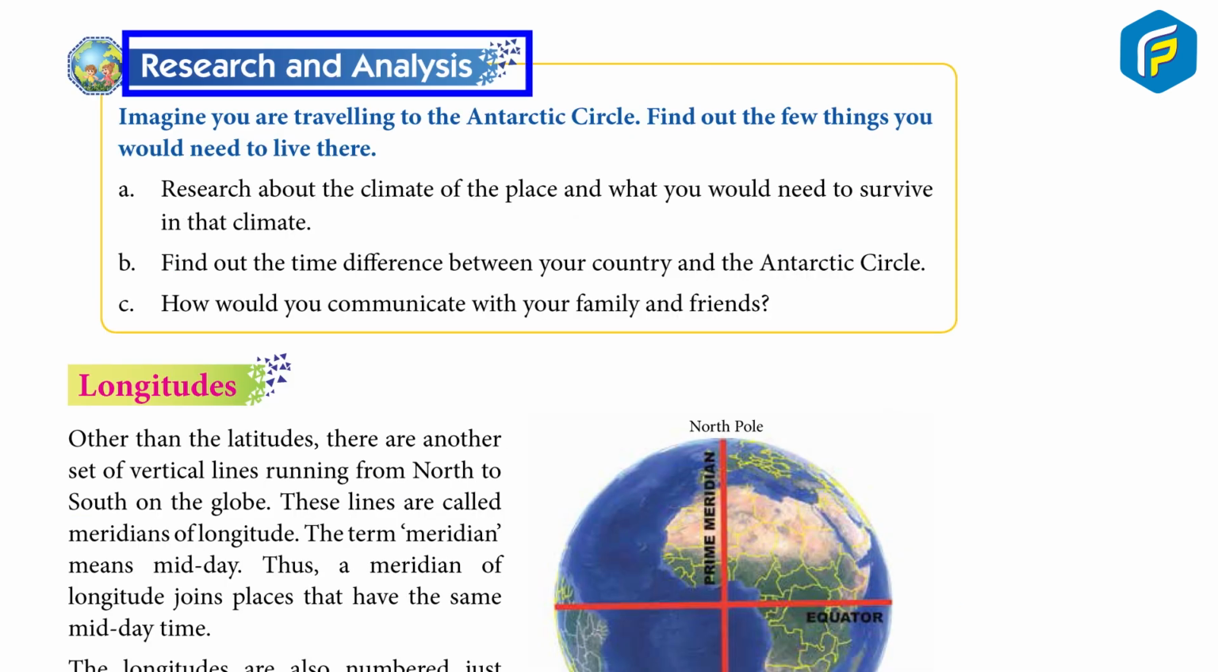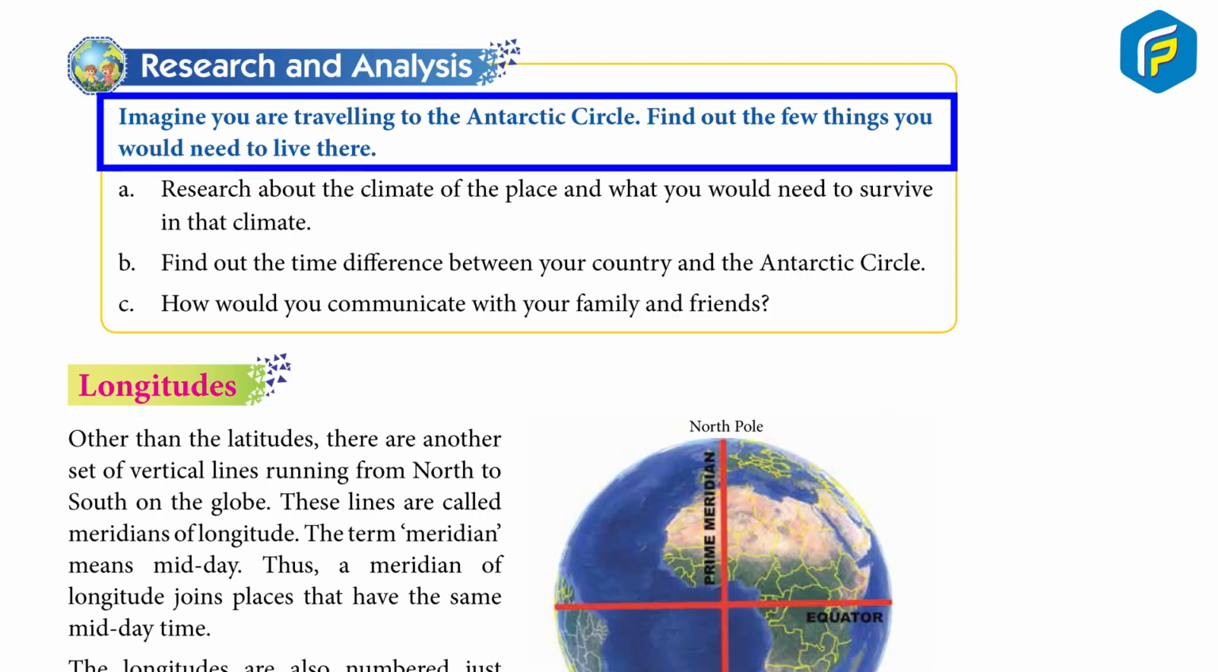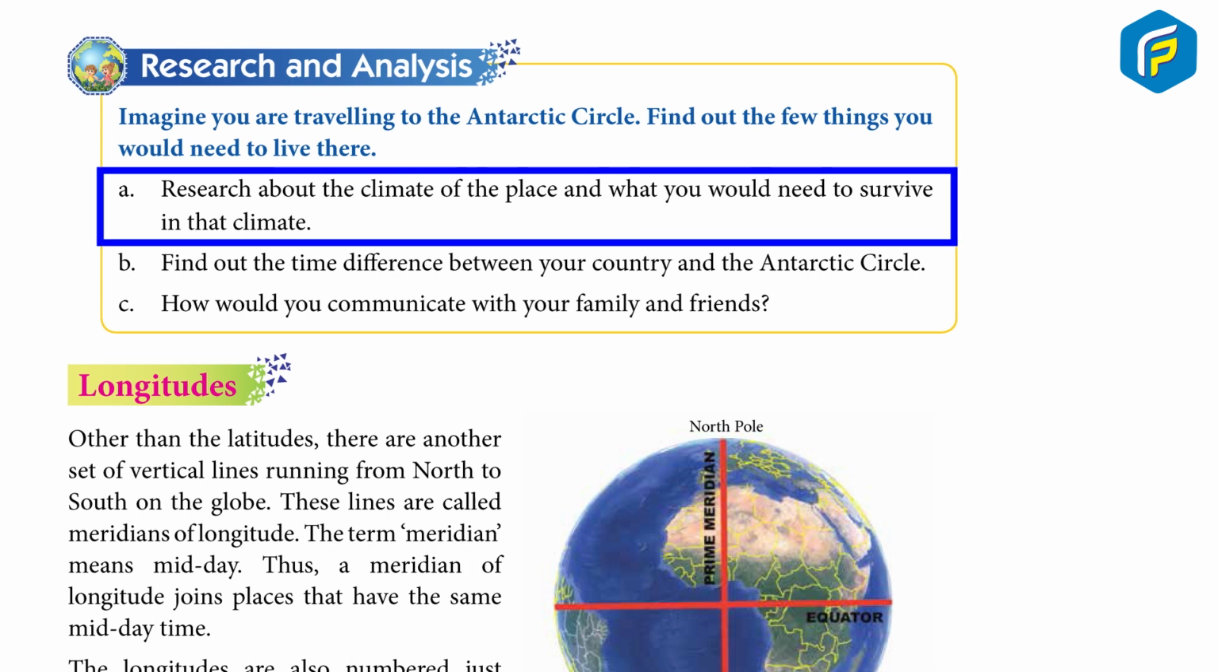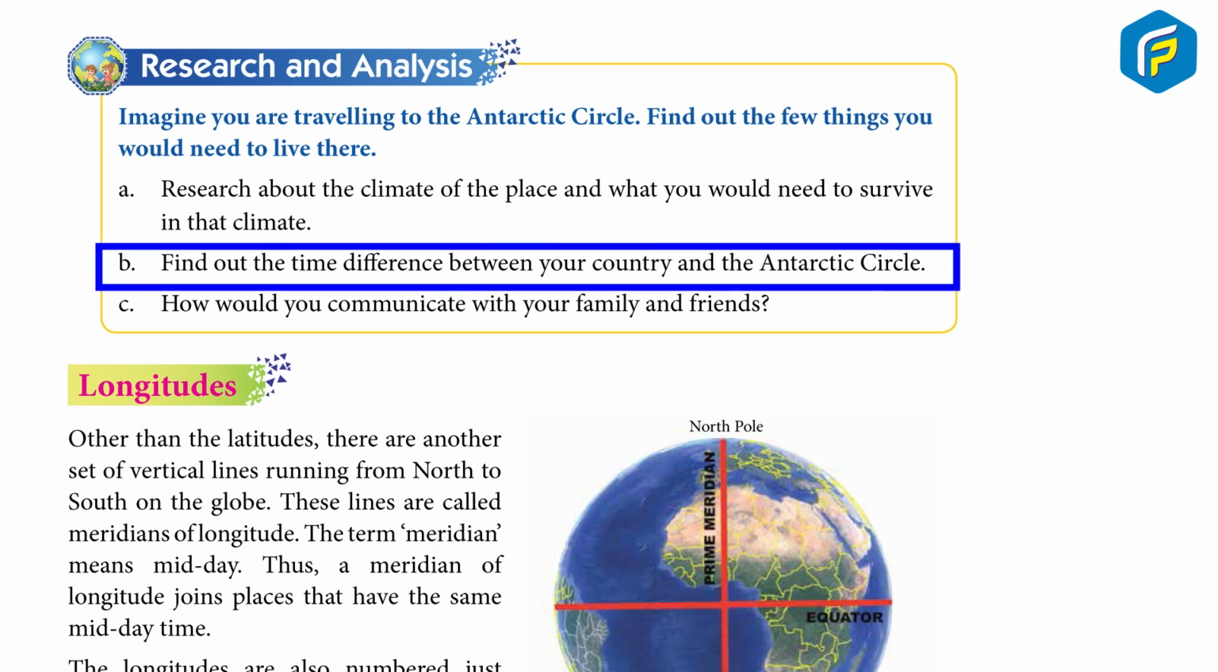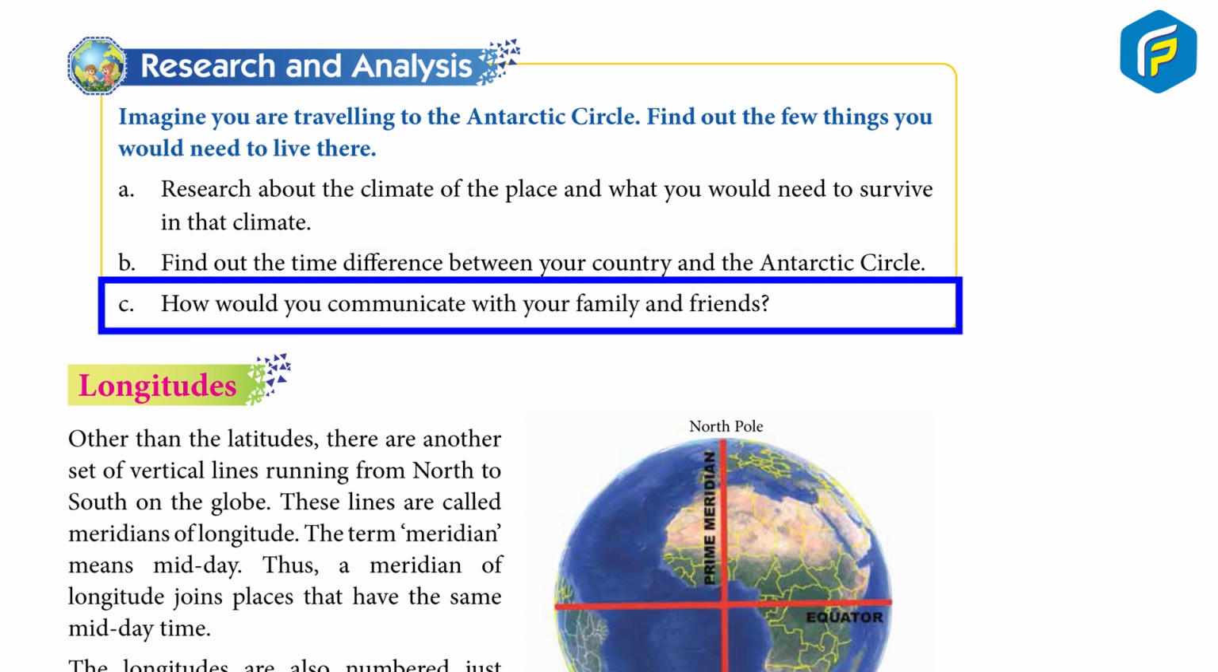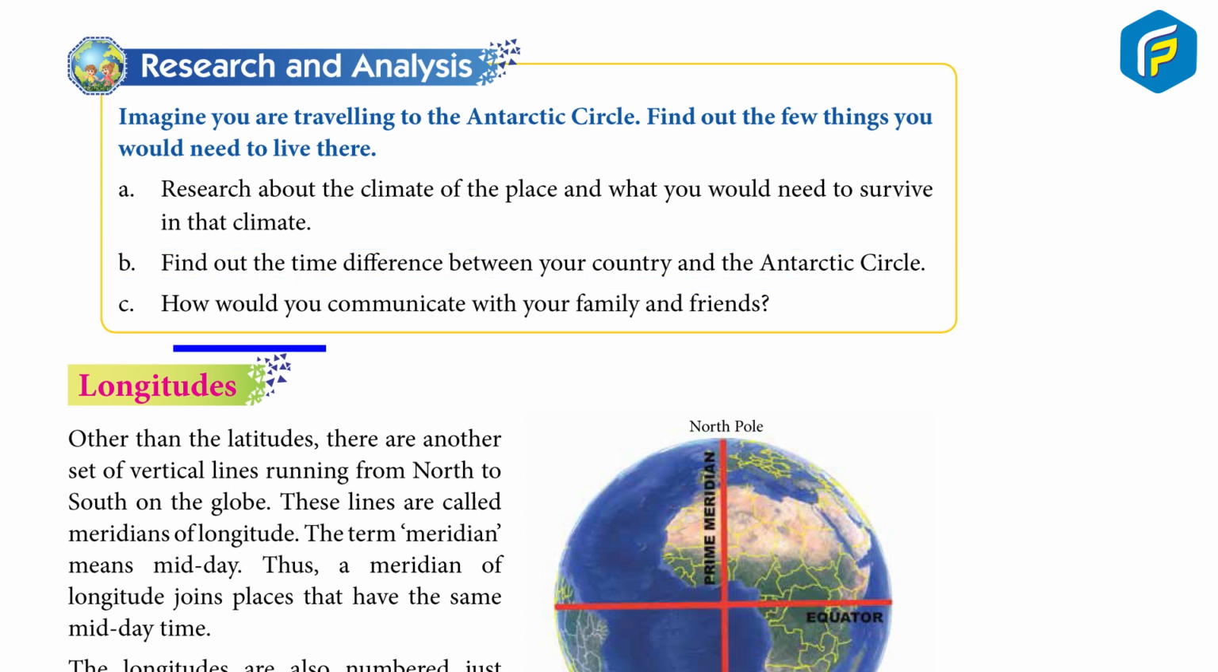Research and analysis. Imagine you are traveling to the Antarctic Circle. Find out the few things you would need to live there. A. Research the climate of the place and what you would need to survive in that climate. B. Find out the time difference between your country and the Antarctic Circle. C. How would you communicate with your family and friends?